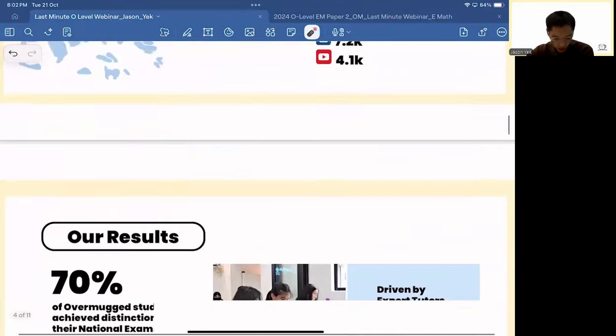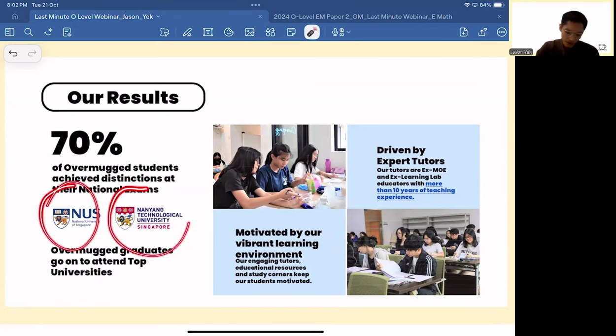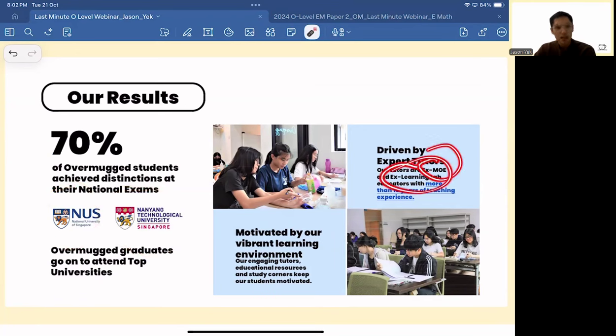Following up on these statistics, 70% of your scoring distinctions. It's really more of a two-way communication that I advocate, or in this case, most of the overmarked teachers advocate when they conduct this webinar, or when they teach in general. Of course, we do need the credentials, such as from NUS or NTU, or ex-MOE, ex-Learning Lab. But ultimately, we really do advocate the two-way learning style that we enforce during our teaching. These are just some statistics for you to take note of and to be assured that whatever is gone through here is accurate.